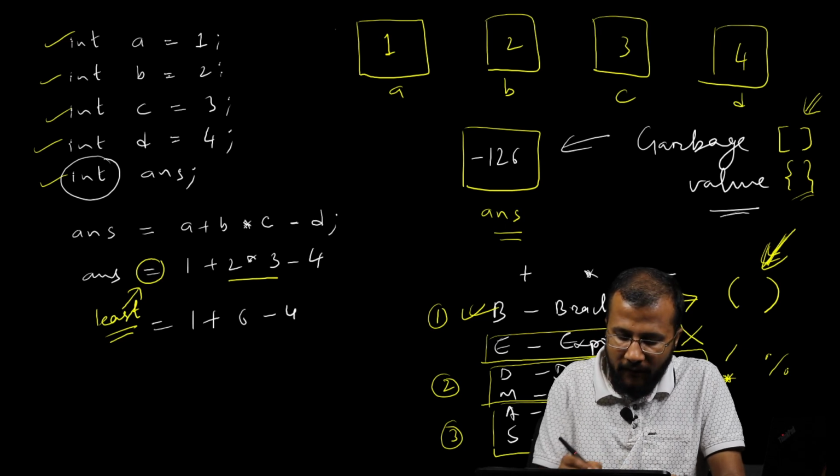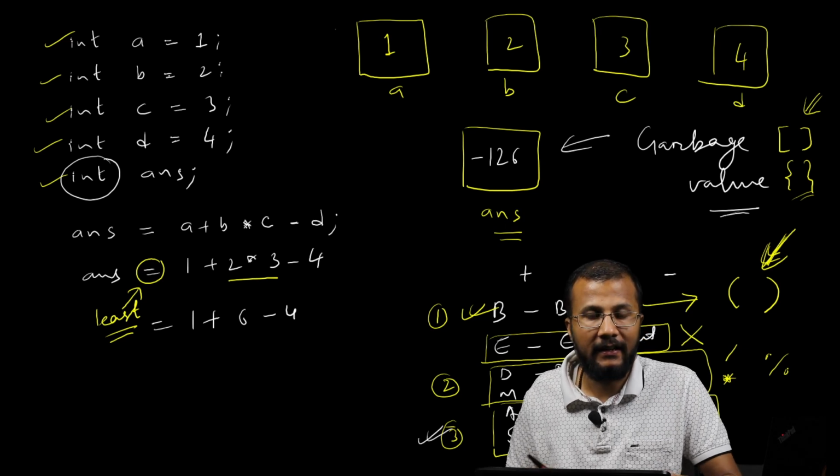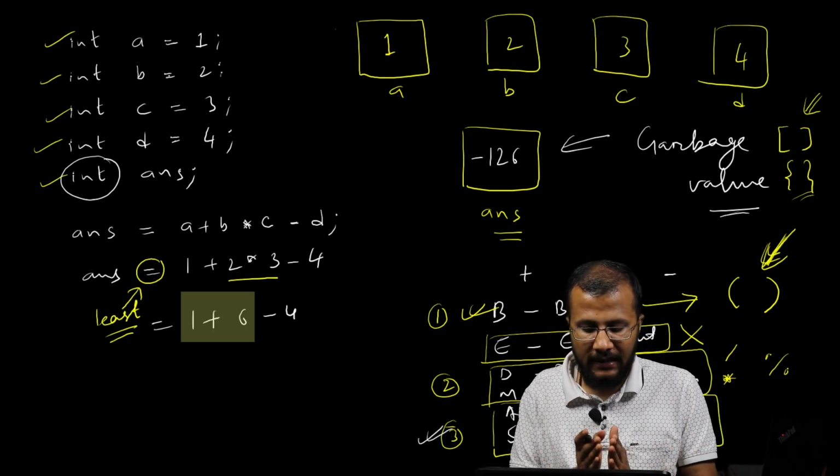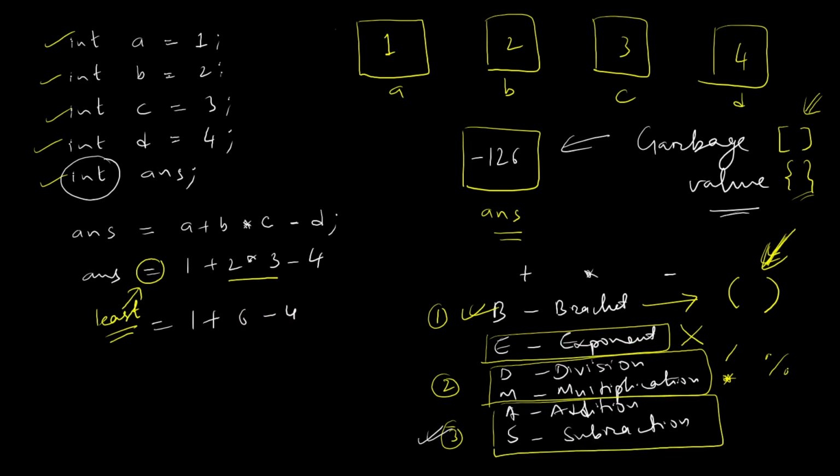Then now you have plus and minus. Both have the same priority 3. Now which one is evaluated first? Is 1 plus 6 done first, or is 6 minus 4 evaluated first? That is decided by the associativity, right?